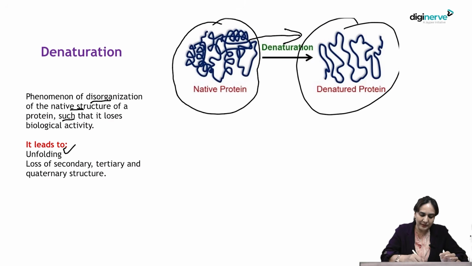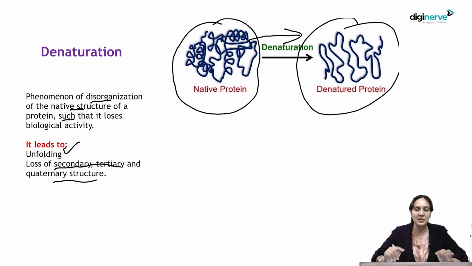So it will lead to unfolding, loss of secondary, tertiary and quaternary structure, but the primary structure will remain intact. This is important. In denaturation, secondary, tertiary and quaternary structures are lost, but the primary structure remains as such.